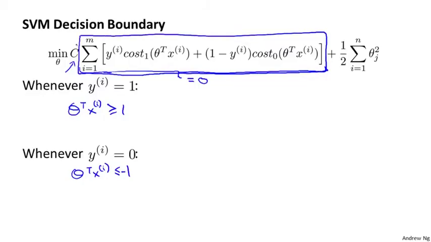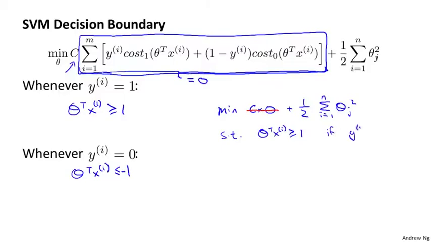So if we think of our optimization problem as now really choosing parameters to ensure that this first term is equal to 0, what we're left with is the following optimization problem. We're going to minimize that first term 0, so c times 0, because we're going to choose parameters so that it's equal to 0, plus 1/2 and then that second term. And this first term, that's c times 0, so let's just cross that out because I know that's going to be 0. And this will be subject to the constraint that theta transpose x i is greater than or equal to 1 if y i is equal to 1, and theta transpose x i is less than or equal to -1 whenever you have a negative example.